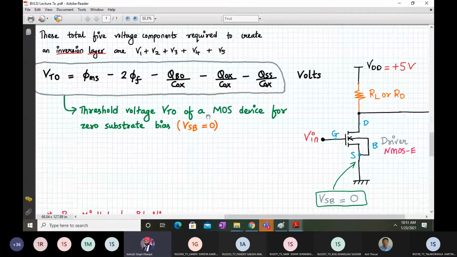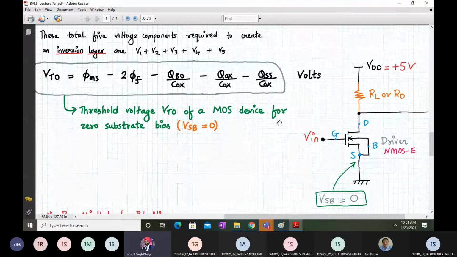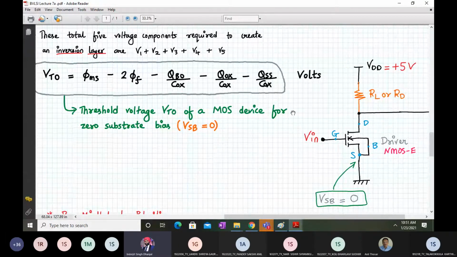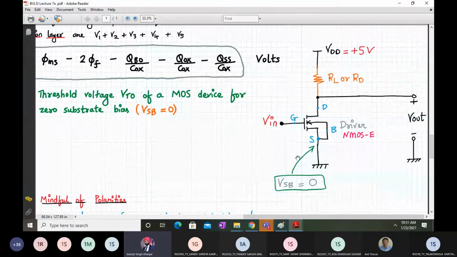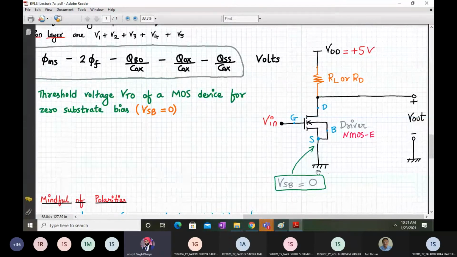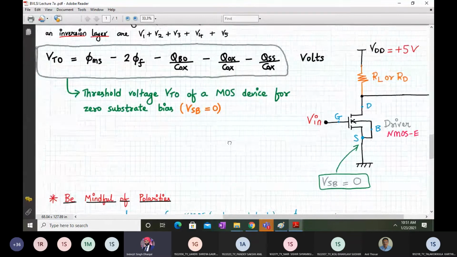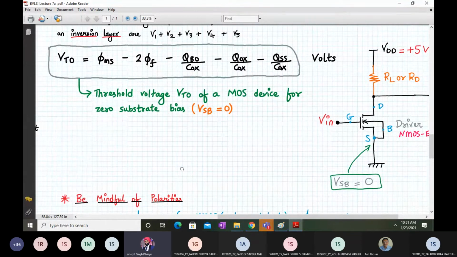So in such transistors, we calculate the threshold voltage by using this formula. This is the threshold voltage VTO formula for a MOS transistor for zero substrate bias. I hope that now you understand what zero substrate bias is. Whenever the source terminal and the body terminal are at the same potential, then we have VSB equal to 0. So in such cases, we use this threshold voltage formula.